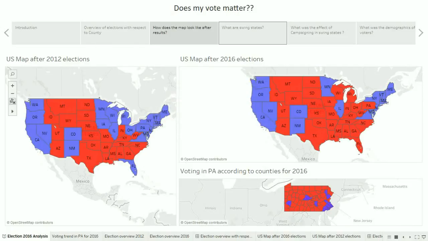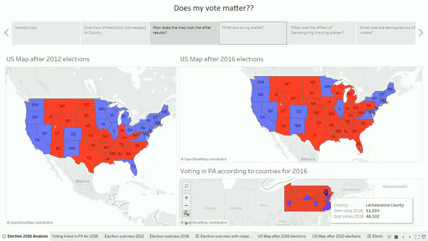This is how the US map looks after the elections of 2012 and 2016. We can see that the entire states are either painted red representing Republicans or painted blue representing Democrats. Does it mean that in the red states there were no Democrat supporters and vice versa? No, it doesn't. Let's have a deeper look at one of the states, say Pennsylvania. In 2016, though it looks completely red, there are people who cast their votes for the Democrats.